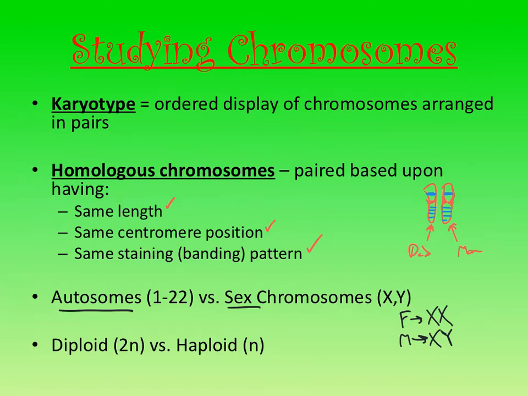Last vocab terms to know is diploid, which means chromosomes are all in pairs. So that's 2 times some number, versus haploid, which means chromosomes are not in pairs, but only a single set. So again, when we look at our cells, all of our somatic cells are diploid, and our gametes, the goal is that they should be haploid, or only carry half the DNA.